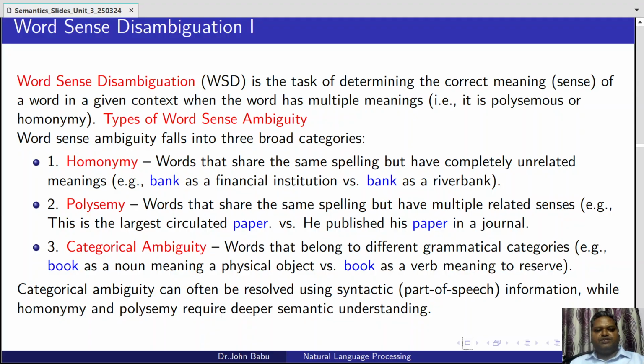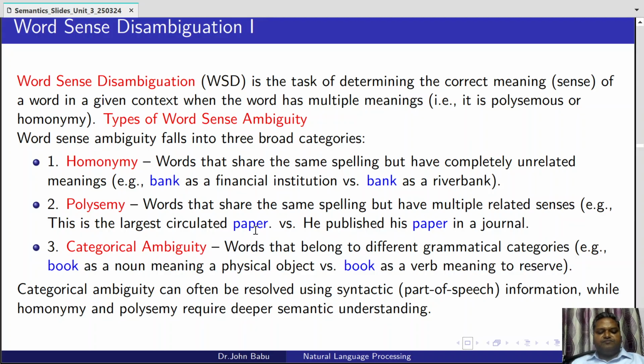Now there is a slight variation here. There is another phenomena called polysemy. Here, same spelling, same word, different meaning, but those meanings are related to each other. In the homonymy, bank as a financial institution has nothing to do with bank as a river bank. But if you see this example here, this is the largest circulated paper. That means here I am referring to a newspaper. He published his paper in a journal. Here I am referring to a technical paper. So these both are papers only, and they are referring to physical paper, but contextually the meaning is different. Sometimes we hear the government has released a white paper on liquor policy or a white paper on the GST. That is also a paper, but the meaning is different. This is known as polysemy.